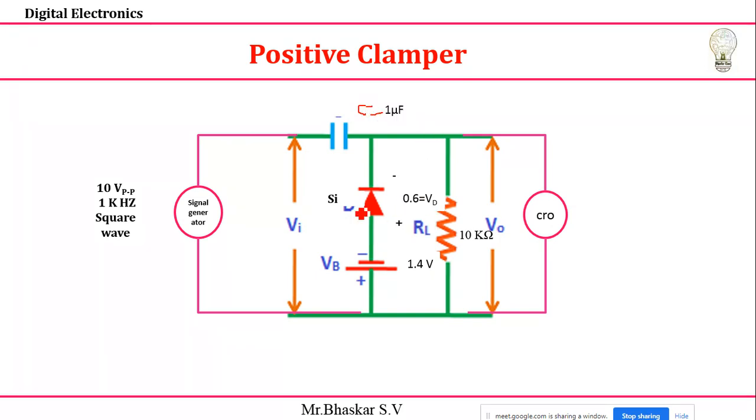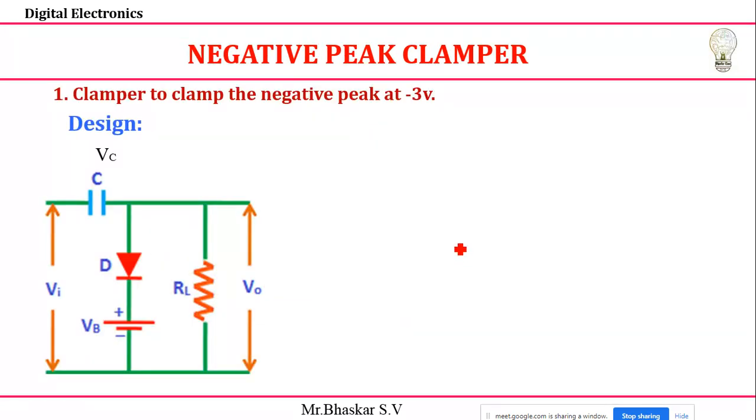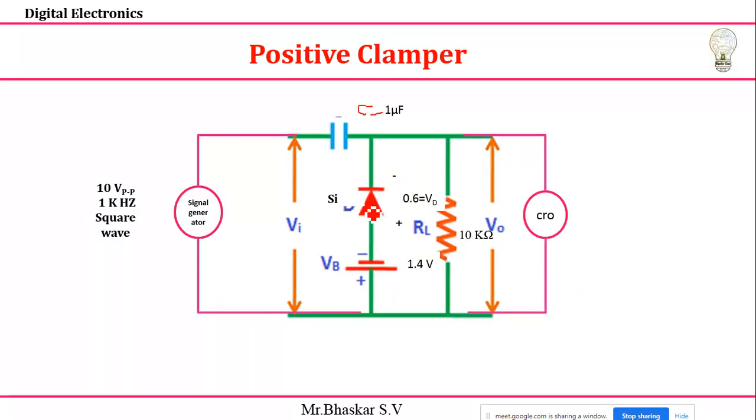So an input signal I need to connect: a 10 volts peak to peak, 1 kilohertz square wave I'm going to take. And if I'm going to use a CRO having two channels, channel 1 you need to connect to this input, and the output I need to connect to channel 2. So you can do that process and construct the circuit. You just write down, this is a circuit diagram of a positive clamper circuit.